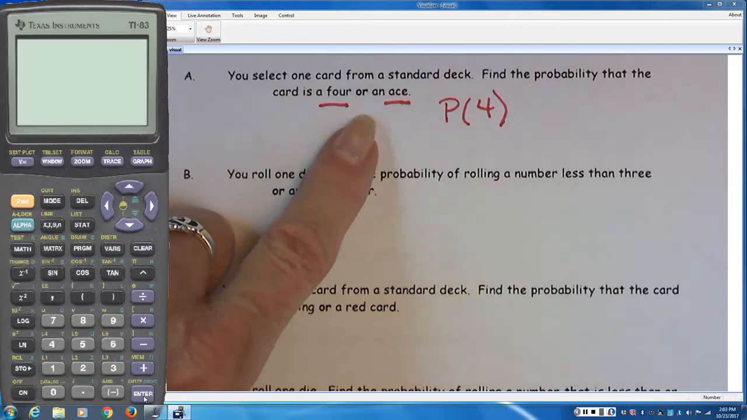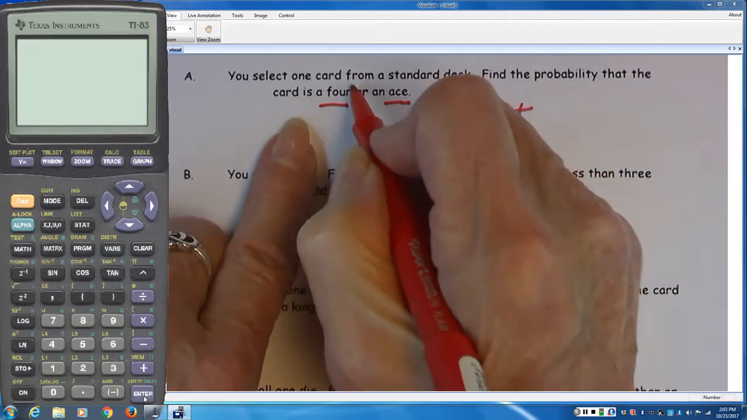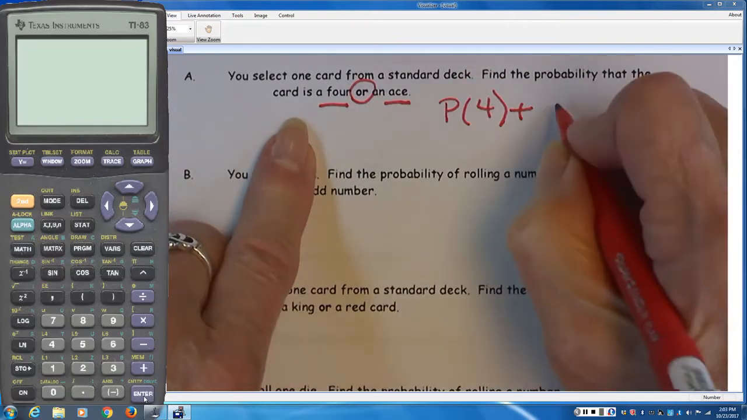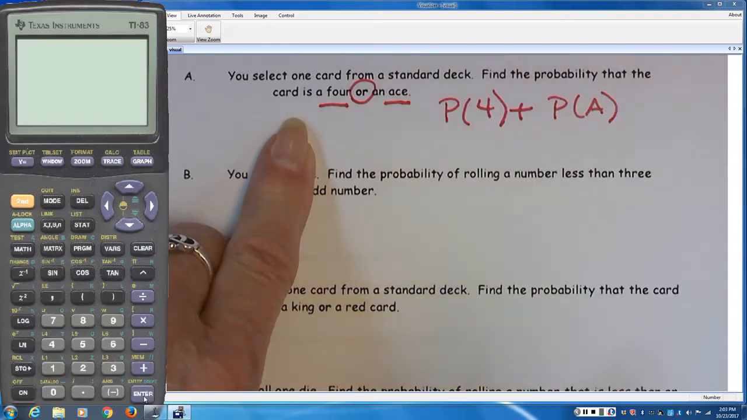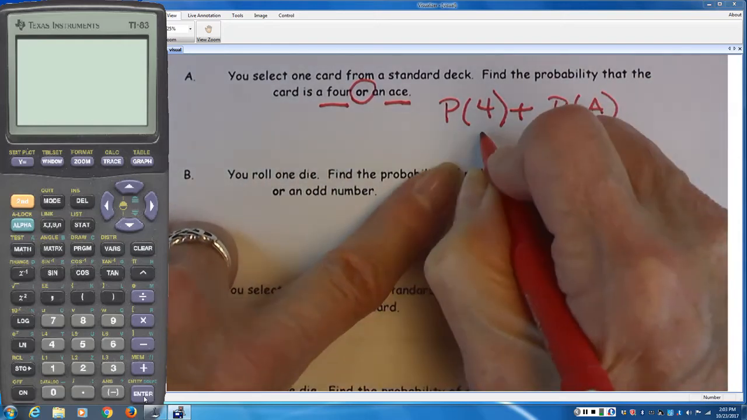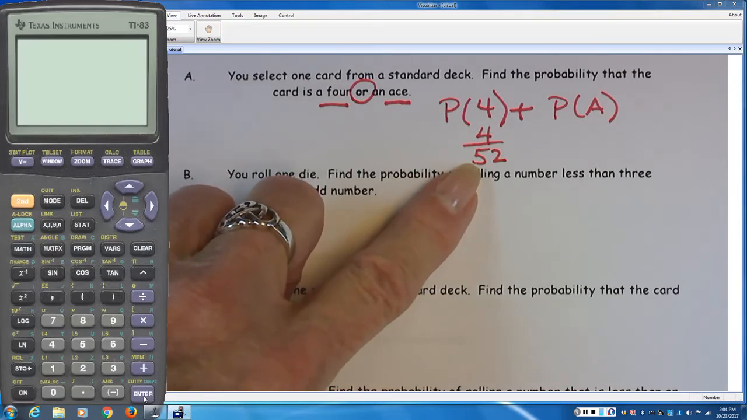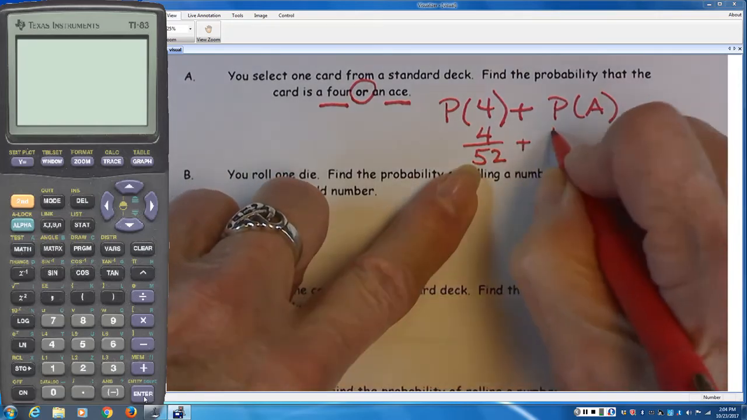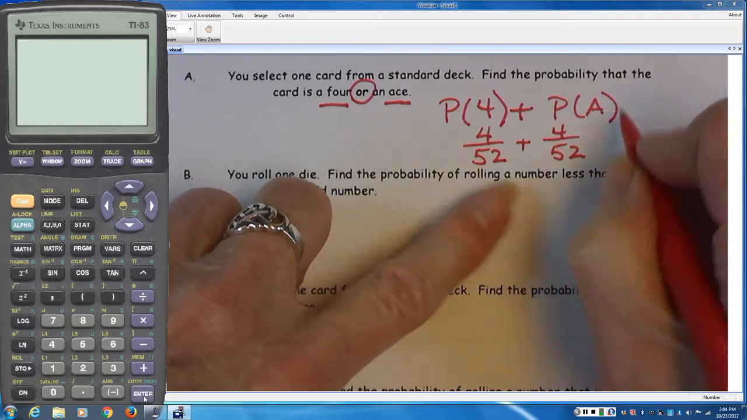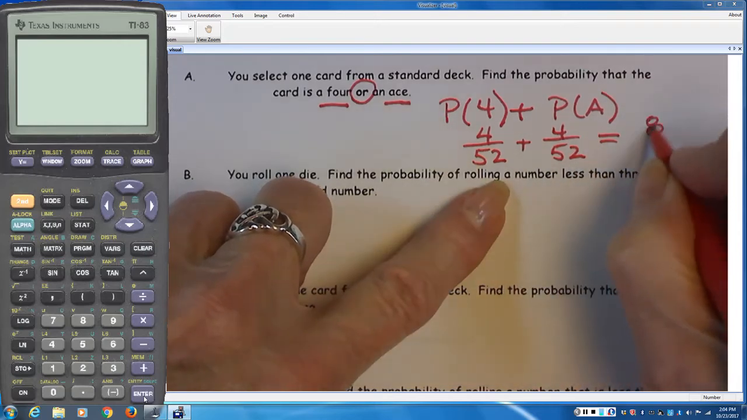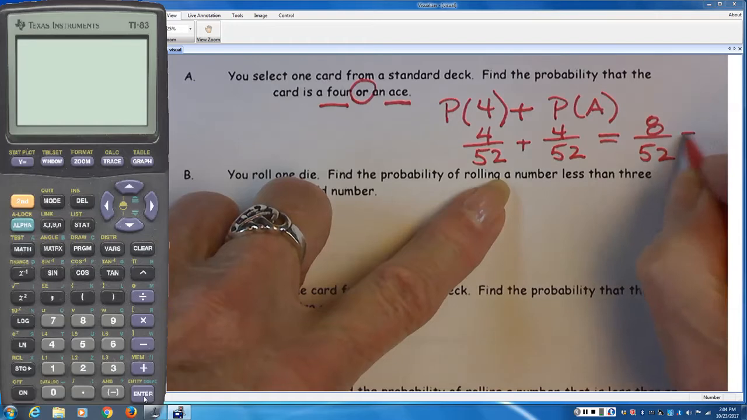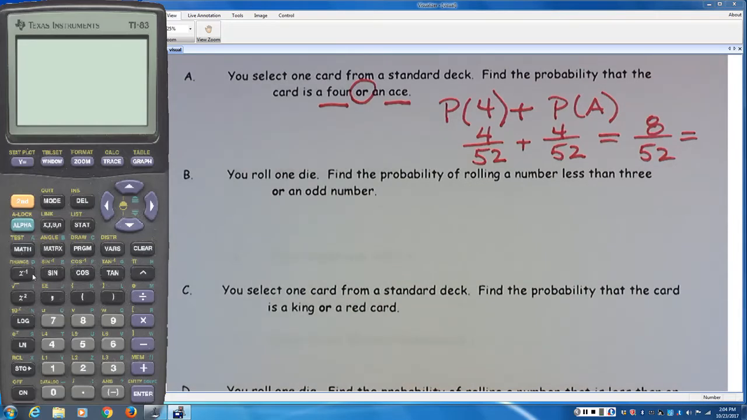So the probability that it's this or that would be the probability of being a 4 added to, because or always means add, the probability of being an ace. And there are 4 out of 52 that are 4s, and there's 4 out of 52 that are aces, which is 8 out of 52. Which is about 15.4%.